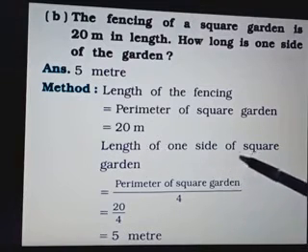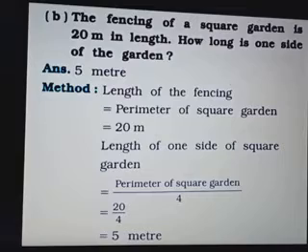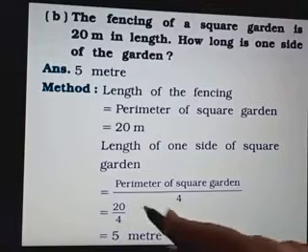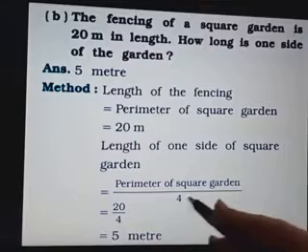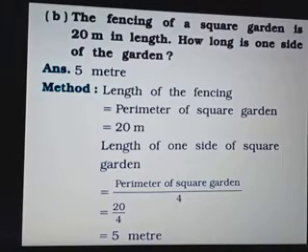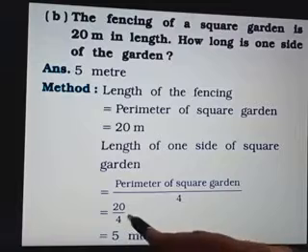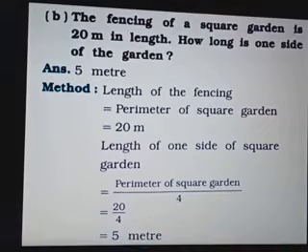Length of one side of square garden equal to perimeter of square garden divided by 4, because what is the formula of perimeter? Length multiply by 4, or 4 multiplied by length. You can write vice versa, right? So 4 times we are adding length. So what we will do here, perimeter of square garden divided by 4. Divided by 4 means it's 4 sides. So 20 divided by 4. So 5 meter. We can say that one side must be of 5 meter. Clear?